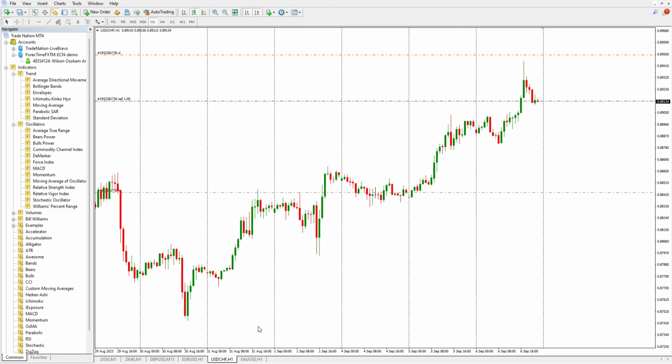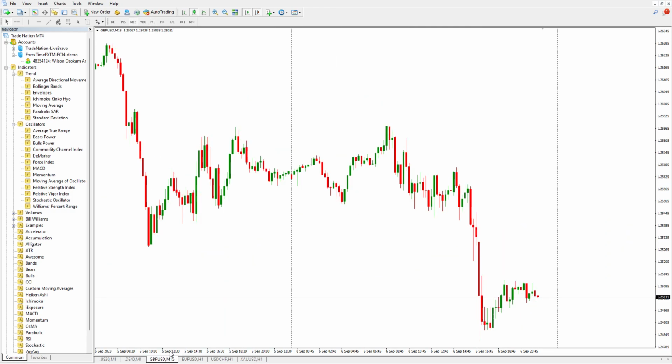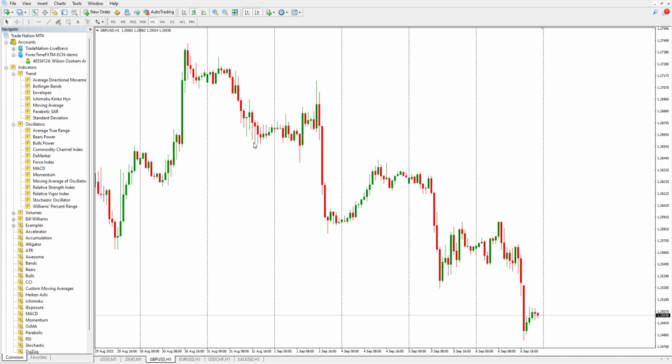I'm going to give another typical example, and I'm looking to buy GBP USD. Okay, I'm going to be buying GBP USD. So the same thing is going to be applicable.